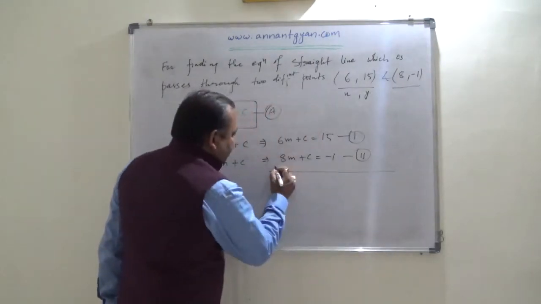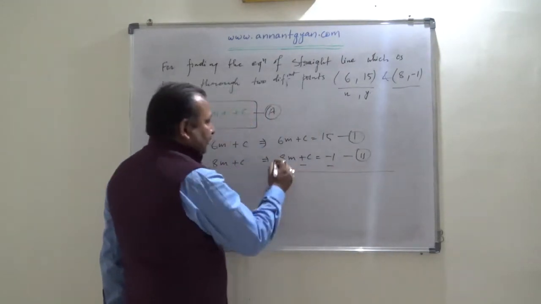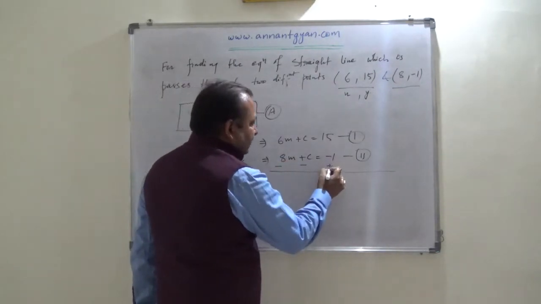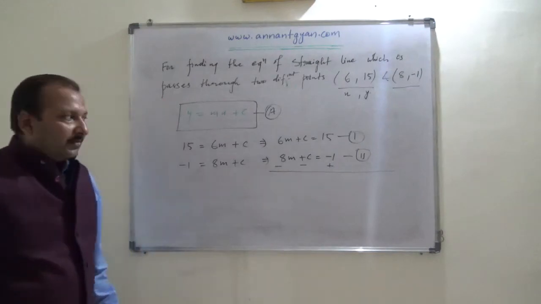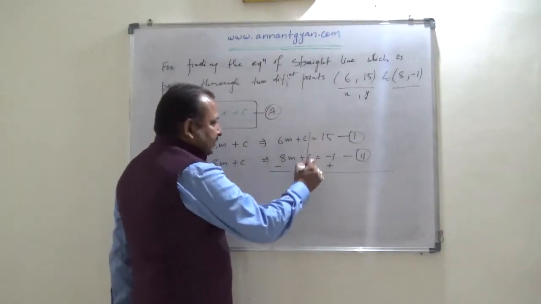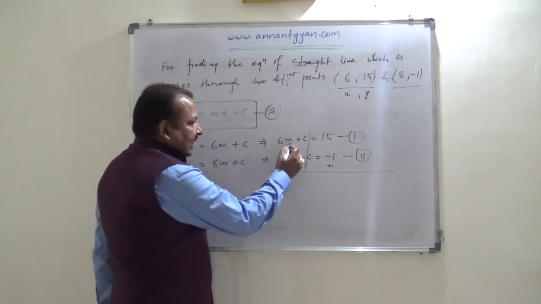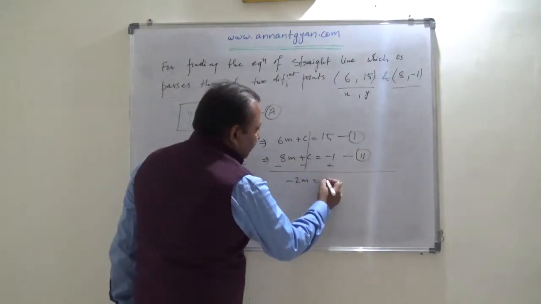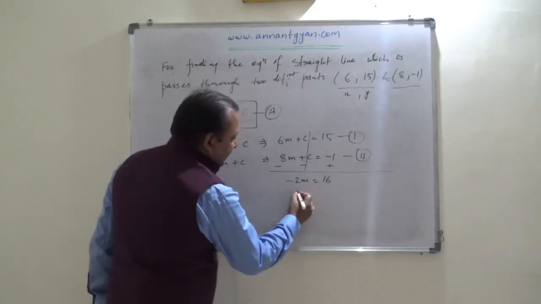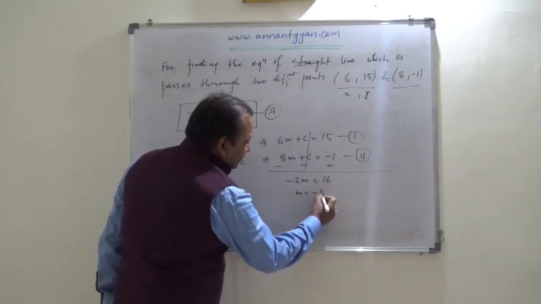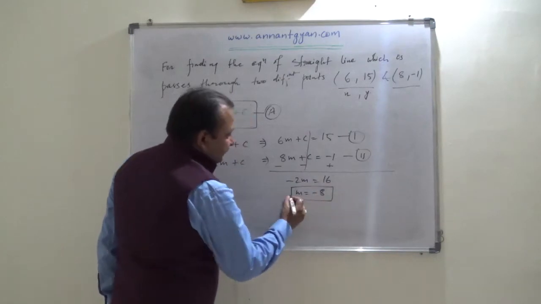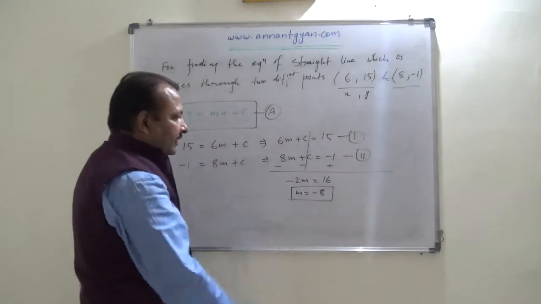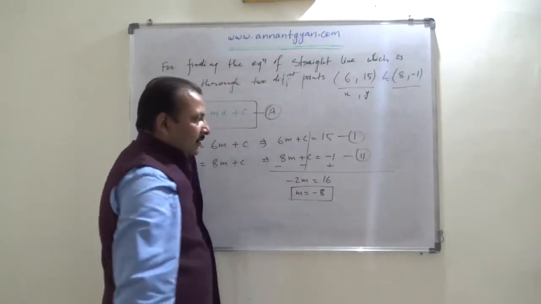Subtracting these two equations, the plus sign becomes minus, plus becomes minus, and minus becomes plus. c and c both cancel out. 6m minus 8m is minus 2m, that is equal to 15 plus 1, which is 16. So m is equal to minus 8. So with the help of subtraction of these two different equations, we are getting the value of m.